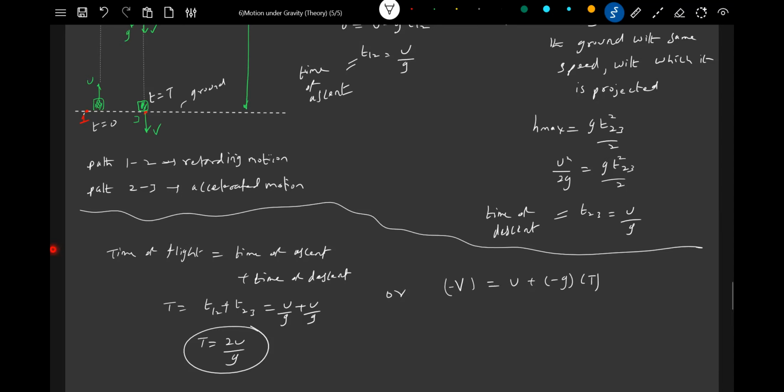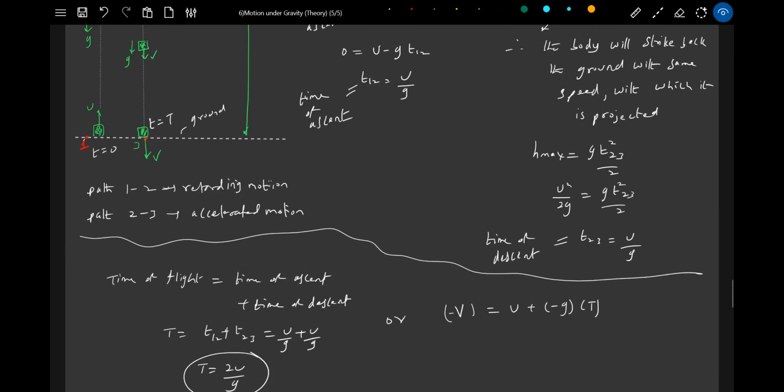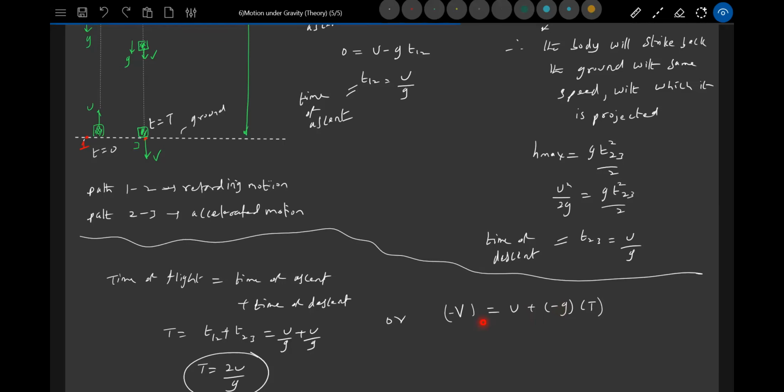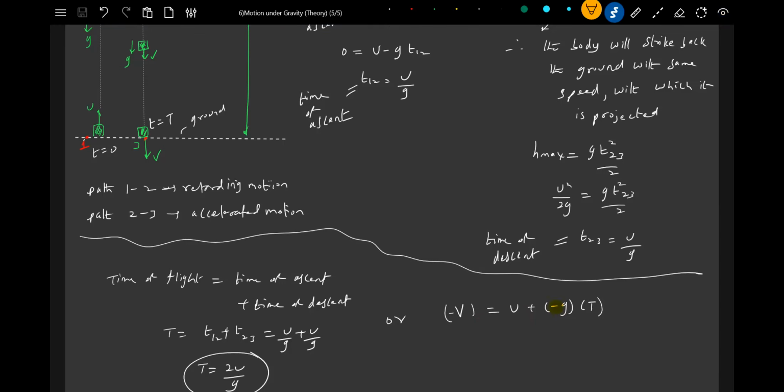Why negative sign? Look here. Why negative sign? Because the g is directed opposite to initial velocity u. So therefore this negative sign. Why negative sign for v? Because this v is directed opposite to u. And what is the convention when you're using equations of motion? If a parameter like final velocity, acceleration, height, or displacement is directed in the direction of initial velocity, it is positive. If directed opposite to the initial velocity, it should be taken negative. Hope you are able to notice this. I'll highlight with color.